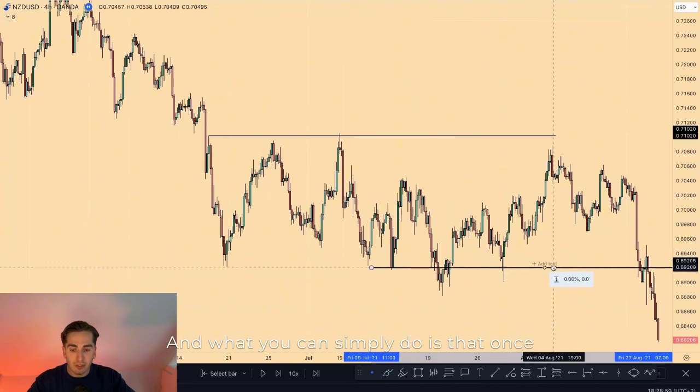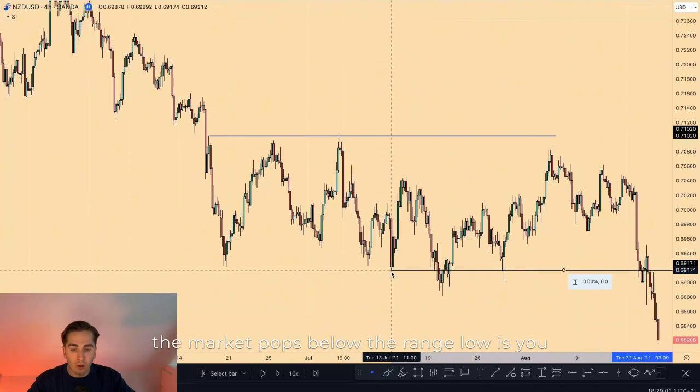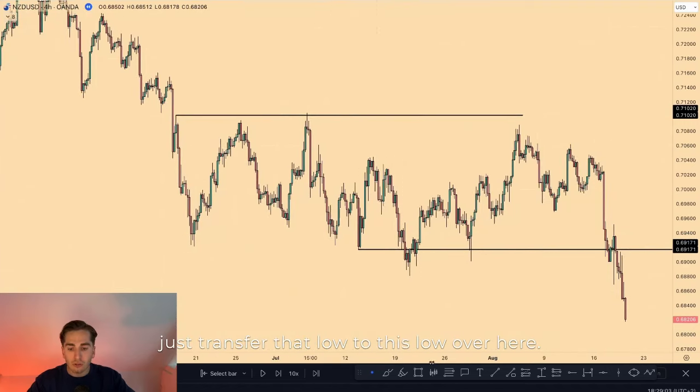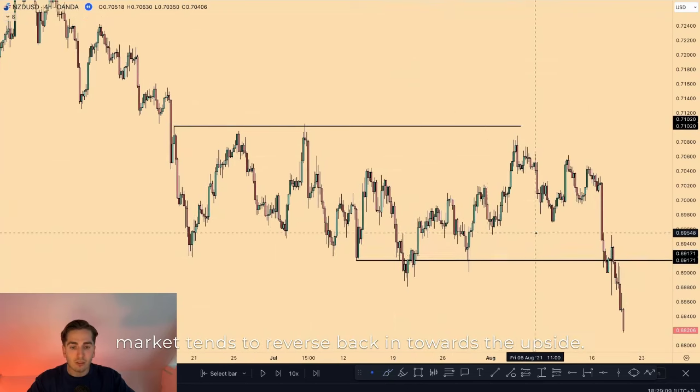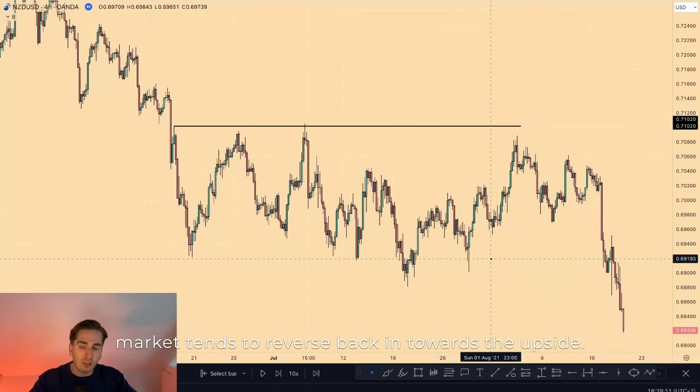And what you can simply do is that once the market pops below the range low, you just transfer that low to this low over here. Then again, we pop below the range, and then the market tends to reverse back in towards the upside.